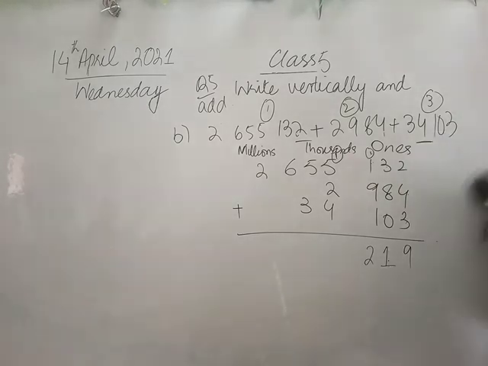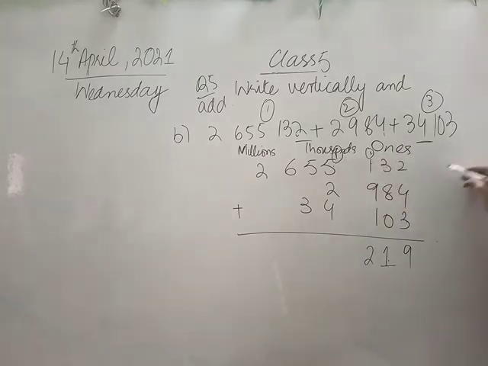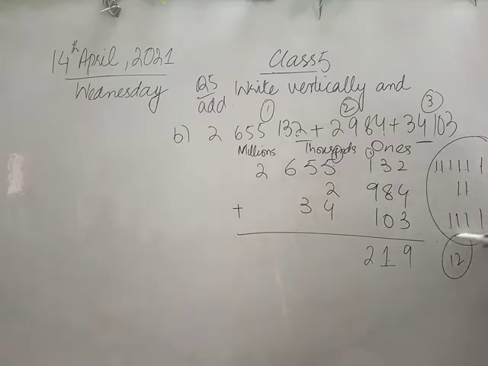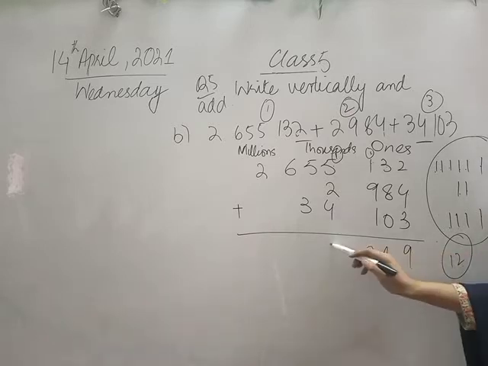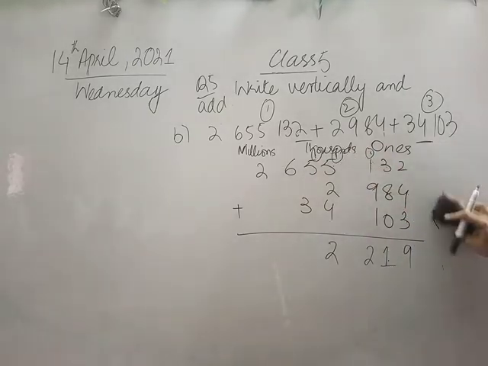Now 5 plus 1 is 6. 1, 2, 3, 4, 5, 6. 2 for middle and 4 for lower. So in total I have 12. I have a 2-digit number. So I will write 2 below and 1 as a carry. Now for the next value, which is 5 plus 1. 6 in total.